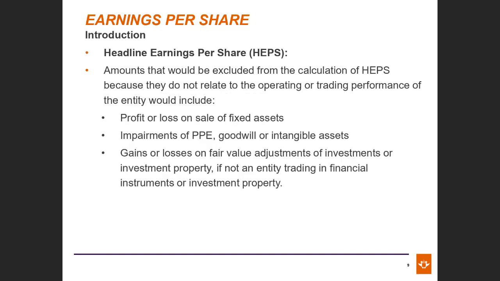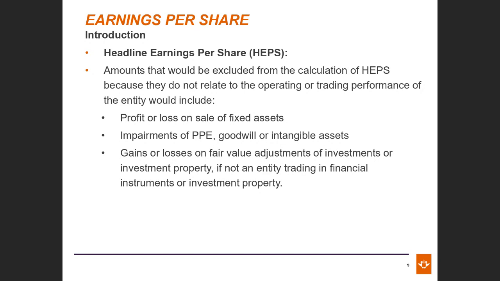So I have explained some of this slide already. When you have a look at your headline earnings per share, there are going to be amounts that need to be excluded from the calculation of headline earnings per share, which is HEPS, because they do not relate to the operating or trading performance of the entity. So some examples of these items that need to be excluded are profit or loss on sale of fixed assets.